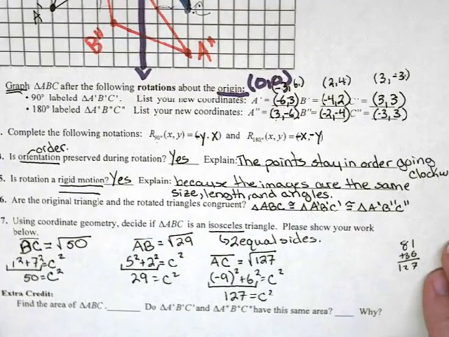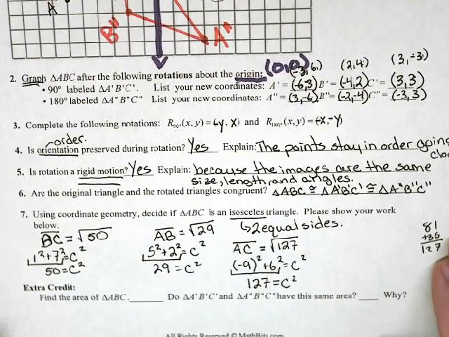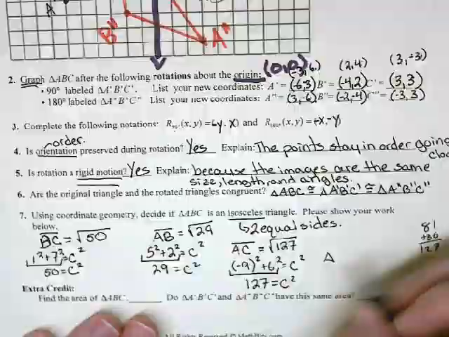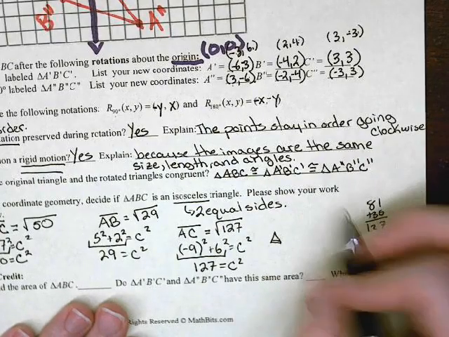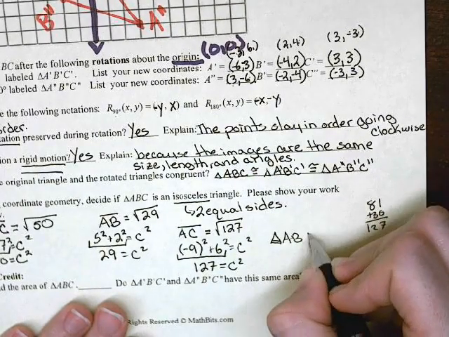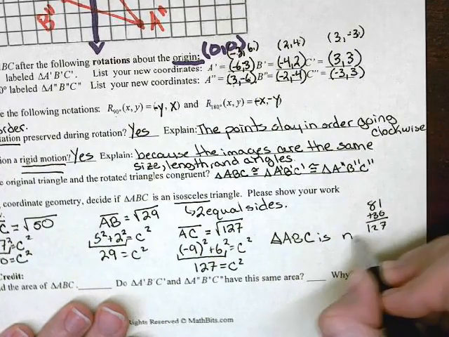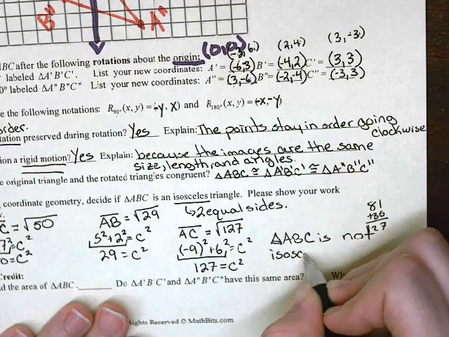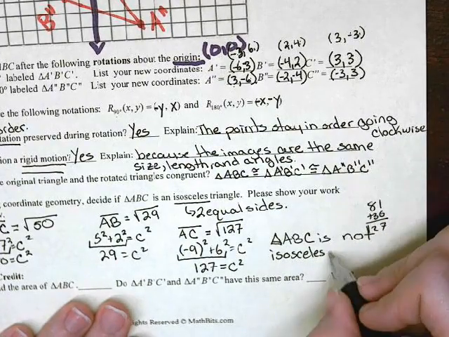So now, it asks you to decide if triangle ABC is isosceles and to show your work. Well, I've shown the work, and I have found that nope, none of the sides are even equal. So therefore, this cannot be isosceles. So I'm going to make a statement to say that triangle ABC is not isosceles because none of the sides are equal.